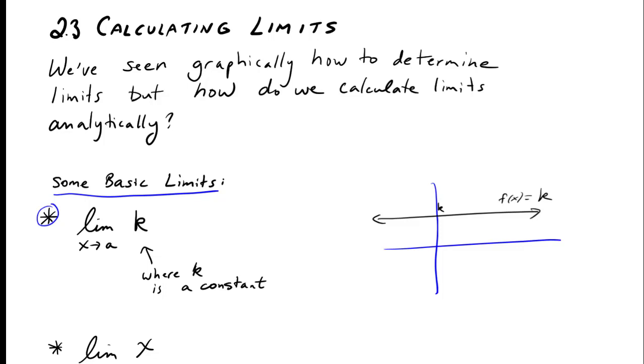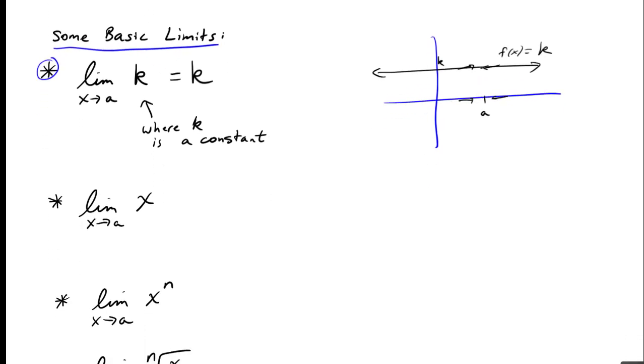So it actually doesn't matter what a we're talking about. If we're approaching a, then the function value is always k, so it has to be k. All right, so the limit as x approaches a of a constant is that constant. All right, how about the next one here?